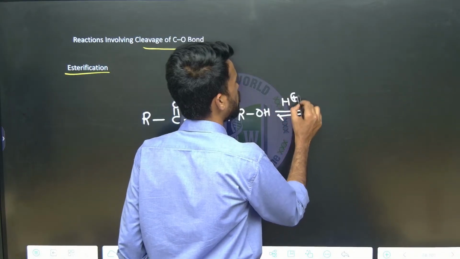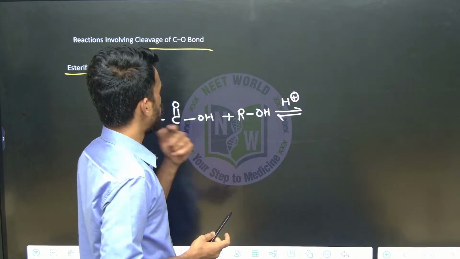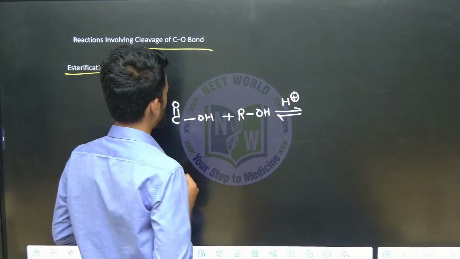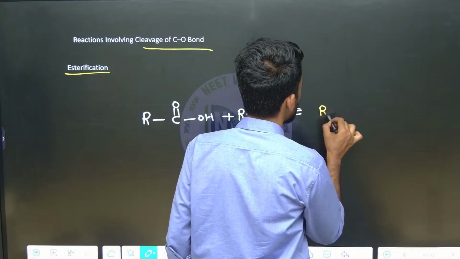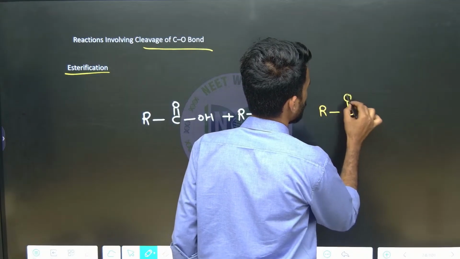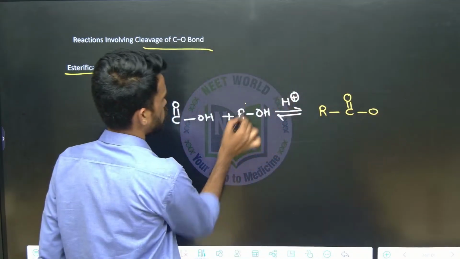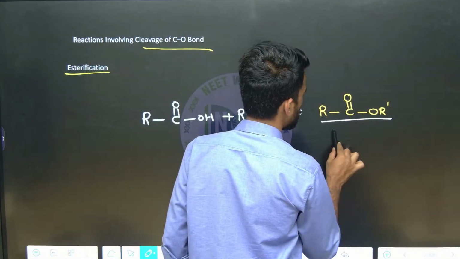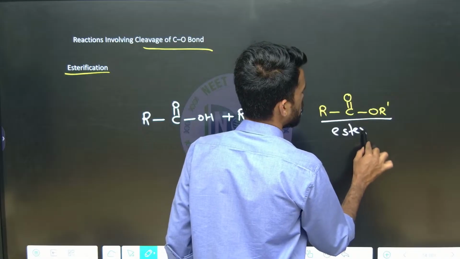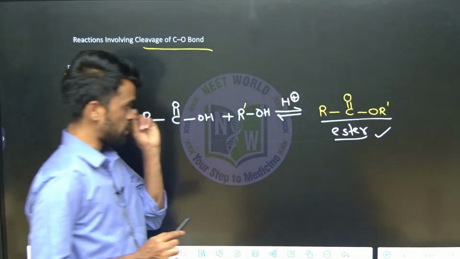Now what happens? The OH from the carboxylic acid and the H from the alcohol will be removed, and it will give you an ester. If this is R dash, you are going to get COOR dash. An ester product is formed. That's it, this is what you need to know.